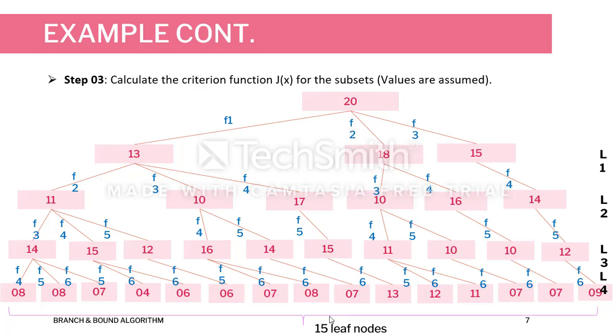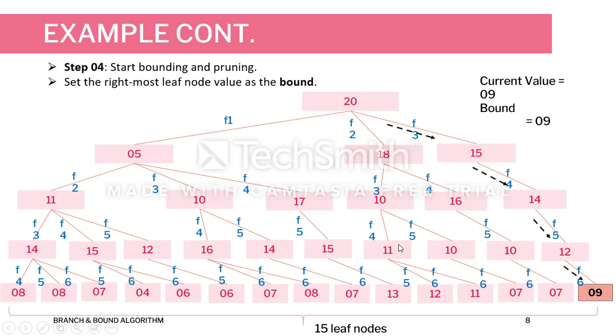Then we need to calculate the criterion function Jx for the subsets that we created. So just to show you, I have assumed some values for this criterion function here. For example, in the parent node, the criterion function value I have set as 220, and the immediate child node criterion function values are set as 13, 18 and 15 likewise. So then I have to start bounding and pruning.